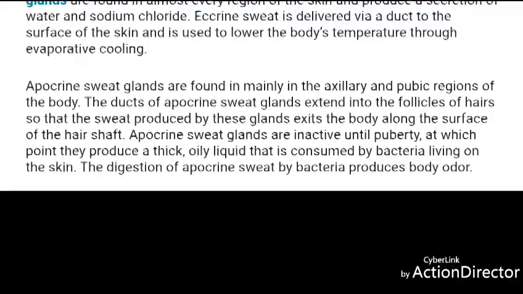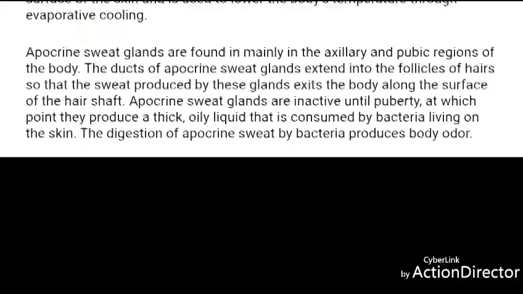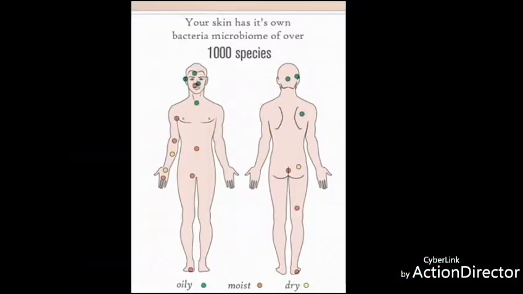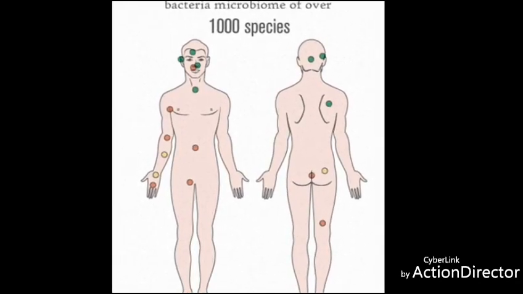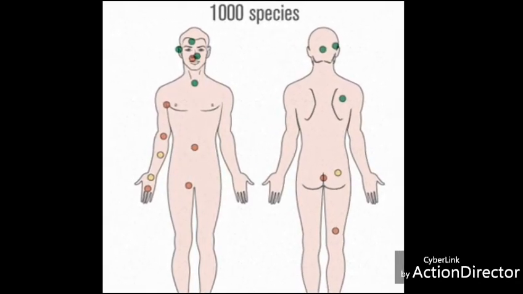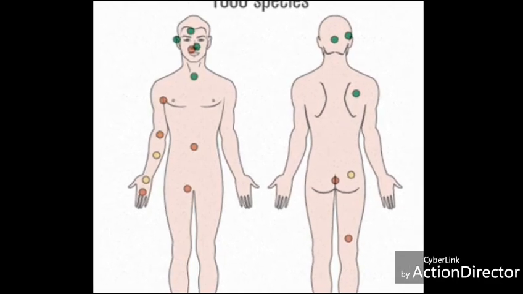Second, the apocrine sweat glands are found mainly in the axillary and pubic regions of the body, so let's get into the deeper and darker part of your body. Apocrine sweat glands are inactive until puberty, at which point they produce a thick, oily liquid that is consumed by bacteria living on the skin. The digestion of apocrine sweat by bacteria produces body odor. Now you have the idea of what's happening to your body when odors go wrong.